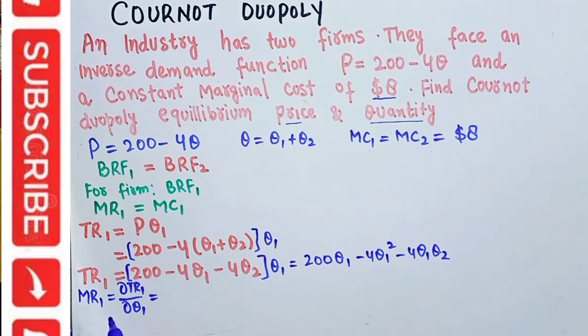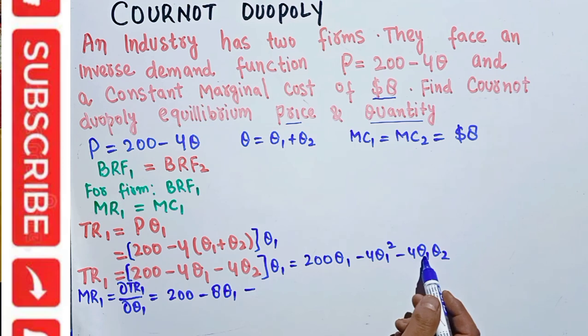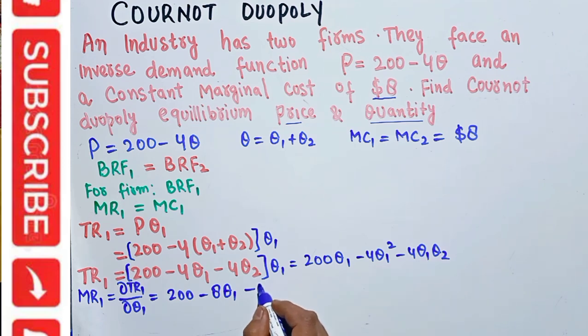Now marginal revenue of firm 1 will be the partial derivative of this revenue function with respect to Q1. The derivative of 200Q1 will be 200, so we are left with 200 minus, derivative of Q1 squared is 2Q1, so 2 into 4 is 8Q1, and the derivative of Q1Q2 with respect to Q1 will be Q2, so we are left with 4Q2. This is the marginal revenue of firm 1.